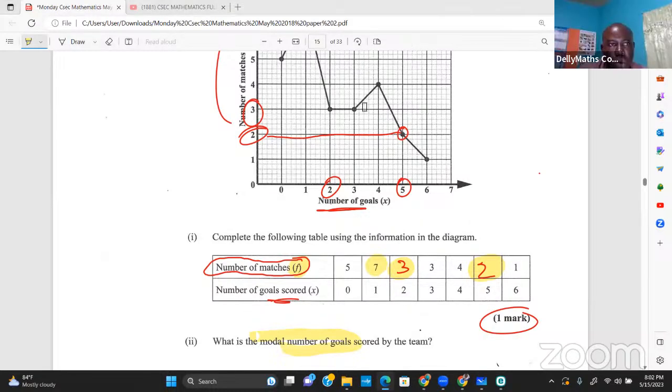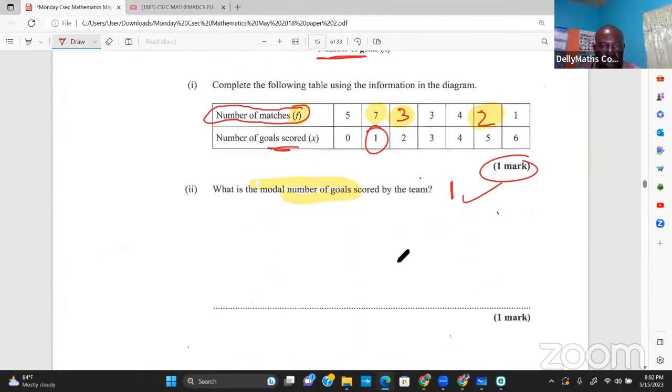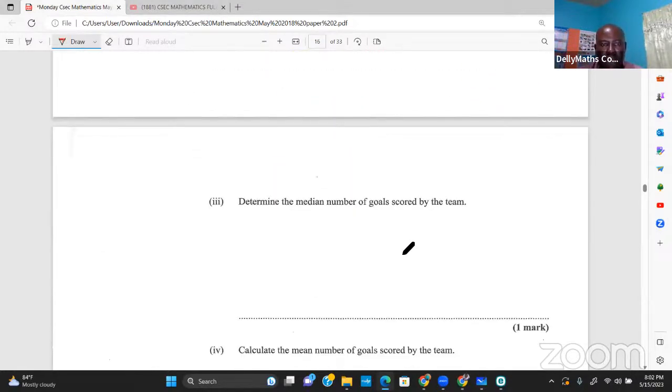Very good, Leon. 1. 1 is the answer. So the modal number of goals scored is 1. Right? So we saw 1 7 times. Let's go to another question.